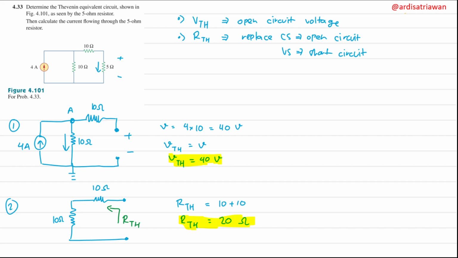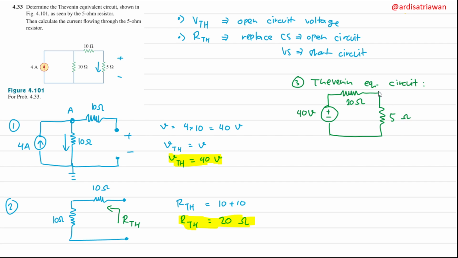and so we can draw the Thevenin equivalent circuit. Now let's draw the Thevenin equivalent circuit. So we will have the voltage source. Let's draw a voltage source here, and the value is 40 volt, and then a resistor that is in series with this voltage source, which is 20 ohm, and then the load resistance, which is 5 ohm. So this is the load resistance.